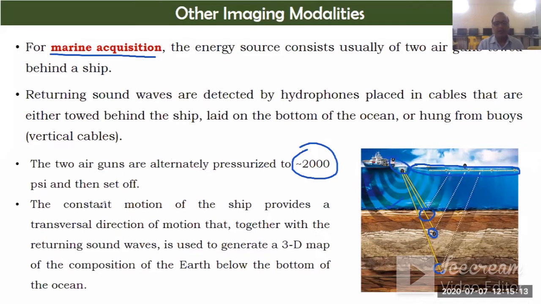Then, the ship will be constantly moving. According to that movement and the signal returning from that particular place, the system can generate a 3D map. That map will be used to identify what is inside the sea. So this is marine acquisition, a technique which is used in marine acquisition.